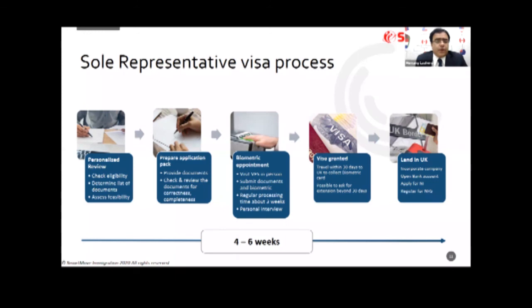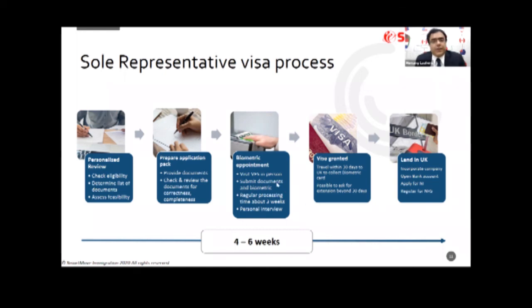Here's the best part about the sole representative visa, and this is something that we really love. The whole process can be done from start to finish in 4 to 6 weeks time, and that's just amazing, because if I was to compare it with any other country, we're typically looking at between 3 to 5 months for the process. In some places, it could even take longer, and there's a lot of to and fro. So, you submit an application, they come back with an RFE, you provide the evidence, they come back and ask for more information or clarification, and the whole process can take up to 3 to 5 months.